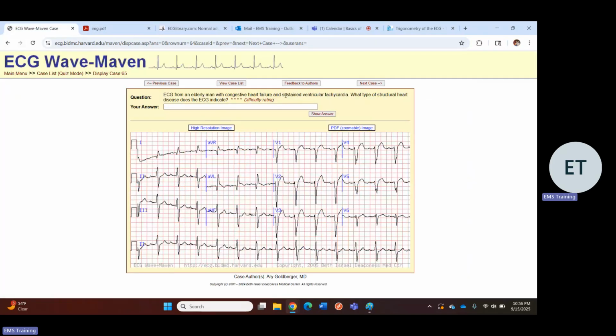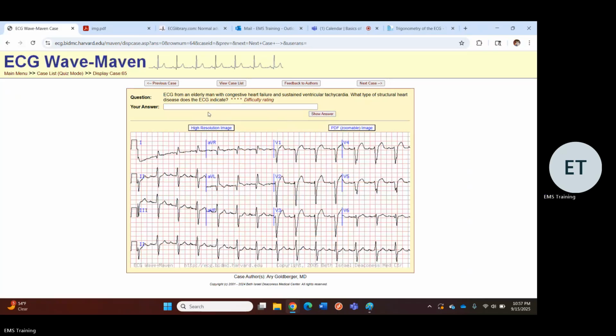Elderly male with congestive heart failure with sustained VTAC. What type of structural heart disease does this indicate? Oh boy. Now that I know he's older and has structural heart disease, the likelihood of having an outflow tract tachycardia increases. There's absolutely no transition of the R wave. Sometimes when it's a left ventricular outflow tract tachycardia, there is a transition that occurs around V2. I don't know. This is a guess.